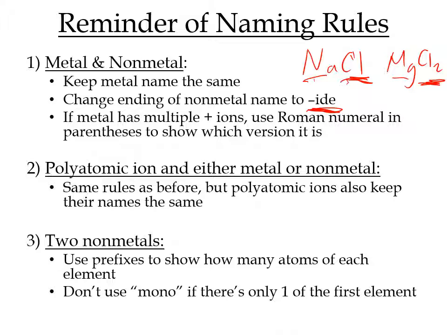Also, if the metal has multiple positive ions, that's when you use the Roman numerals for the Stock system. I'll show you that in a second on another slide. And that's probably going to be what most of you have questions about, because that's where it gets a little tricky. You just have to remember what to do.